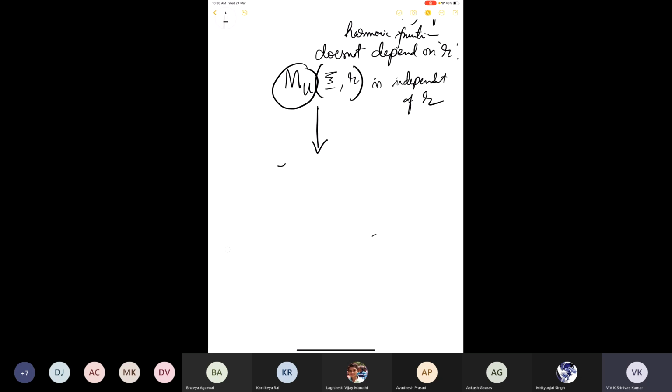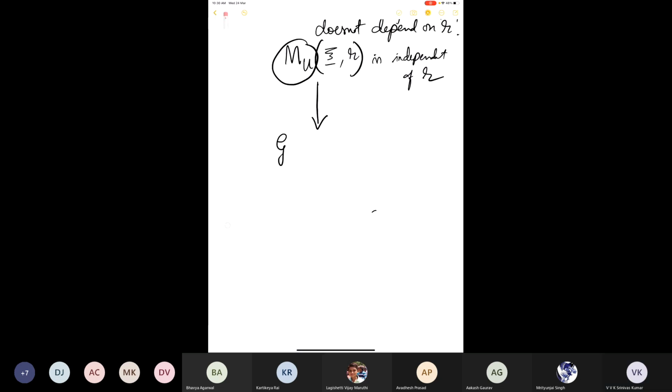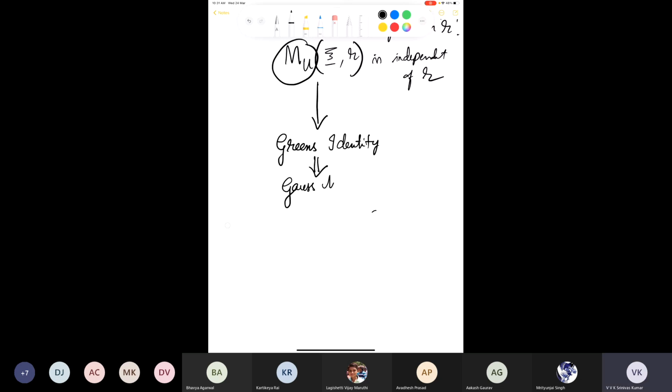What is it that we have to prove? We have to prove this using Green's identity. Green's identity implies the Gauss mean value theorem. So we are almost done, because what we have shown now is that the mean values of u are independent of r. So now you take a sequence and tend r to 0. As we tend r to 0, this converges to u.